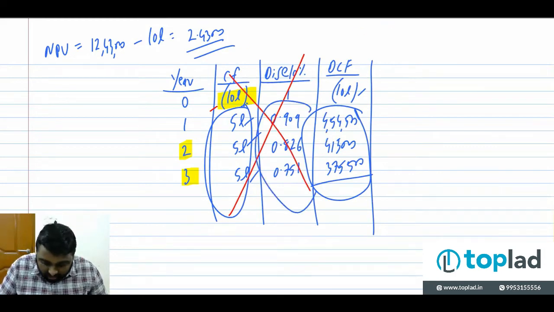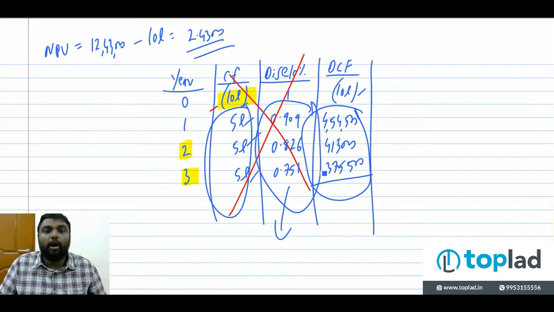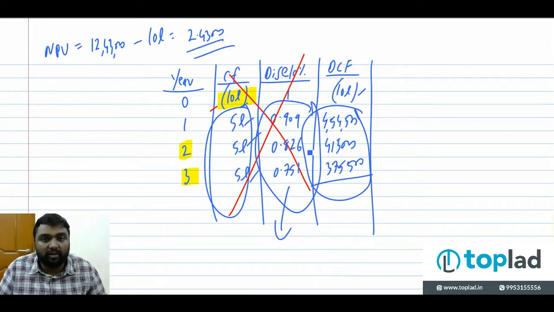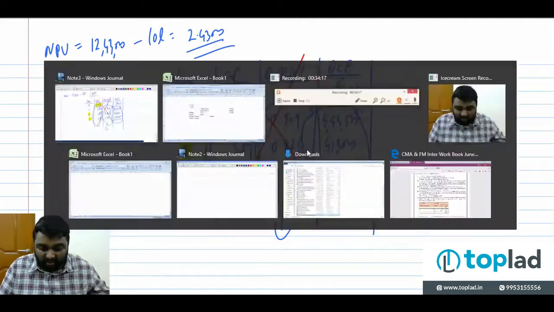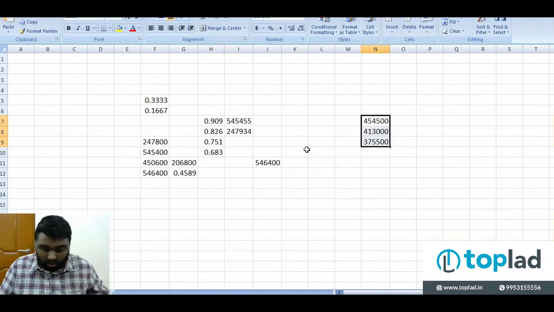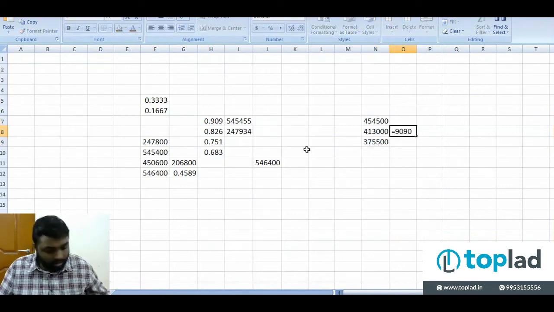How? This is the discount rate: 0.909, 0.826, 0.751. We can take the sum total of those three. That is what we call the annuity factor. Generally, that will be given in the question. What is the total of the annuity factor? It's very easy.